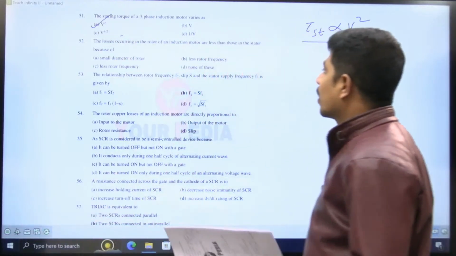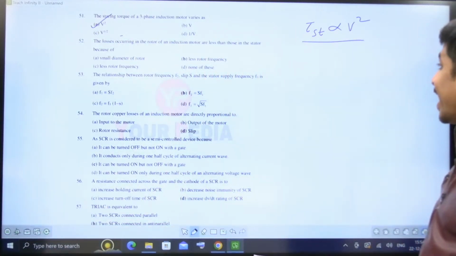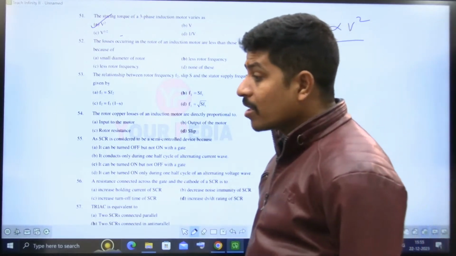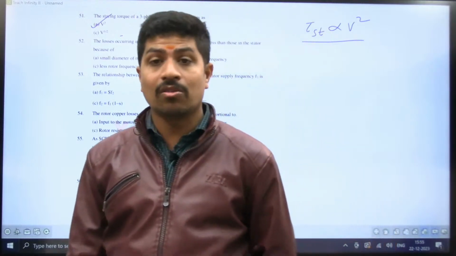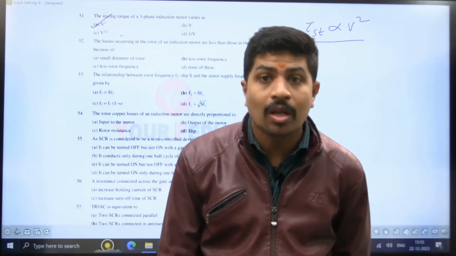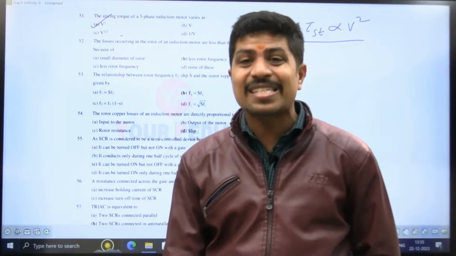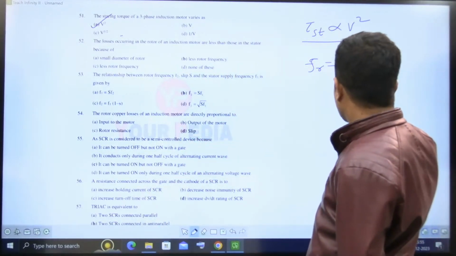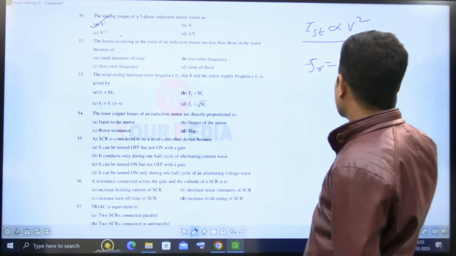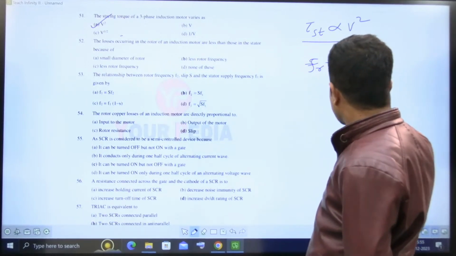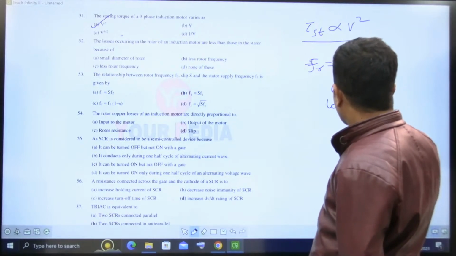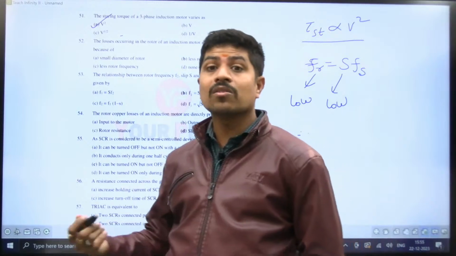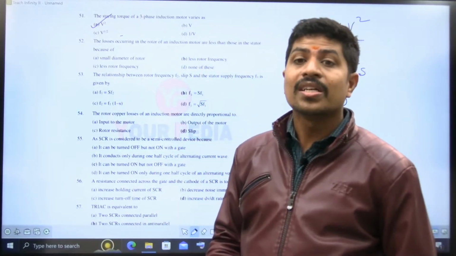Next, the losses occurring in the rotor of an induction motor are less than those in the stator because of... Very good question, because the losses are going to depend on the frequency, especially iron losses, eddy current losses, and hysteresis losses. The rotor frequency is slip times the stator frequency. Rotor frequency Fr is equal to slip times the synchronous frequency. Slip is very low, therefore rotor frequency is also very low. Therefore, losses in the rotor, especially iron losses, are very less compared to stator losses.